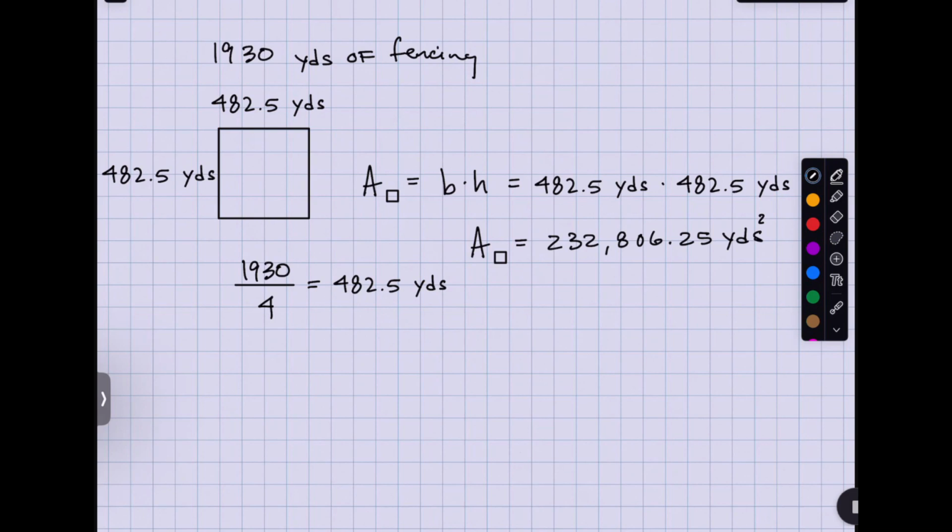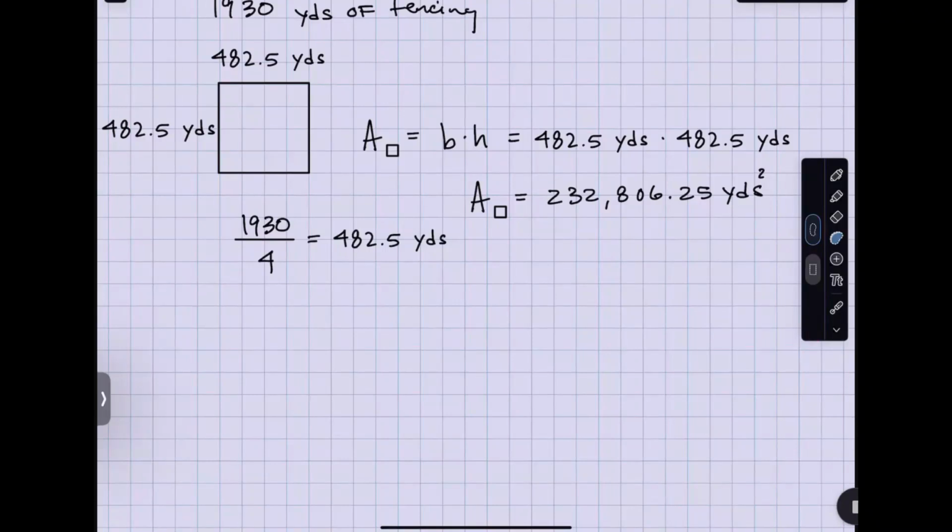Yes? Not the surface area, just the area. The only reason why we would use a surface area is if it was like a 3D shape. Okay? So if this was a cube, then yes. All right? Okay.